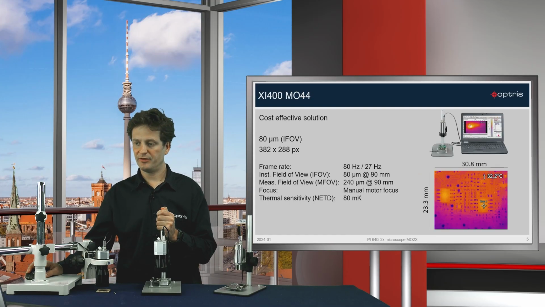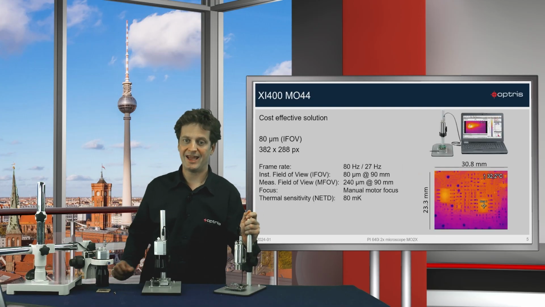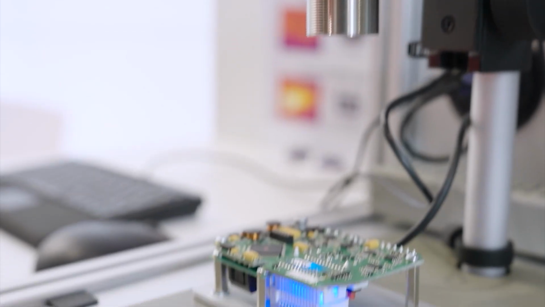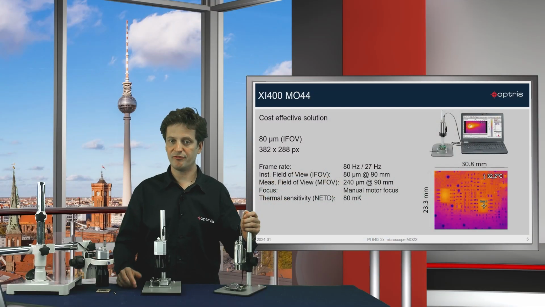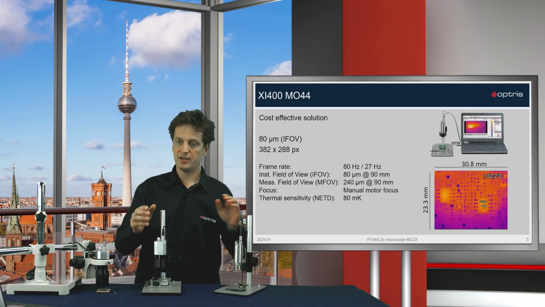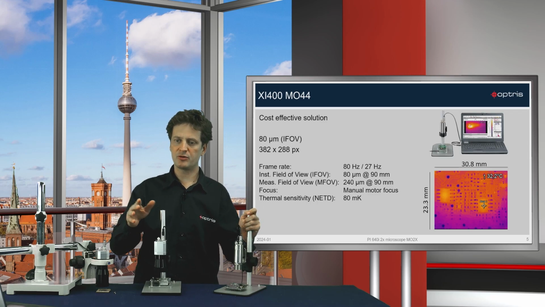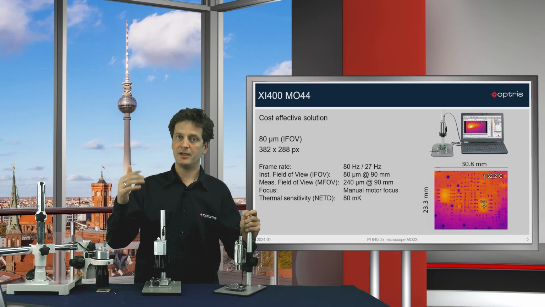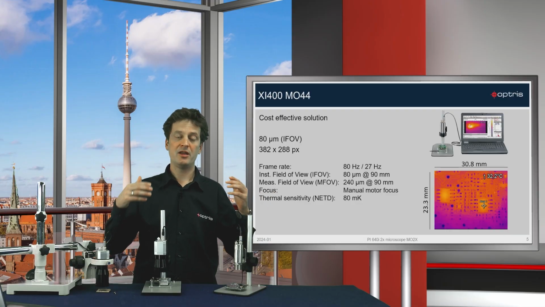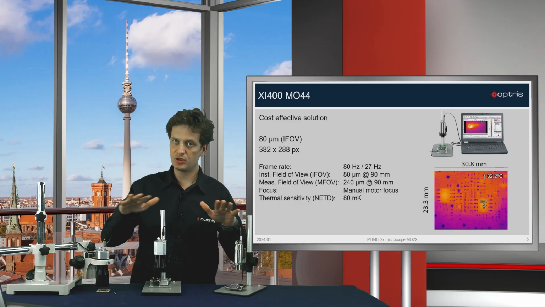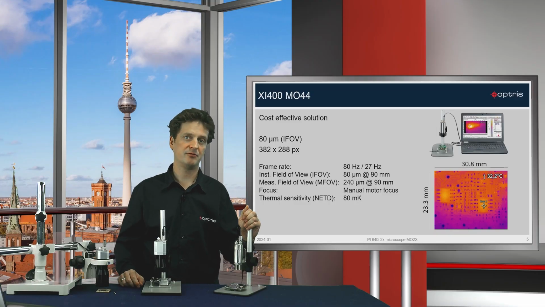A little more detail on that. Let's start with the XI400 MO44. This device can make objects visible with a size of 80 microns. The resolution of the XI is 382 times 288 pixels. As you can see, the field of view is, in direct comparison, rather big. We are talking about approximately 3 centimeters times 2.3 centimeters. So for easy, quick applications, and also if you want to be more flexible in what you see, or if you are more interested in the heat distribution on the board, this would be a very attractive product.